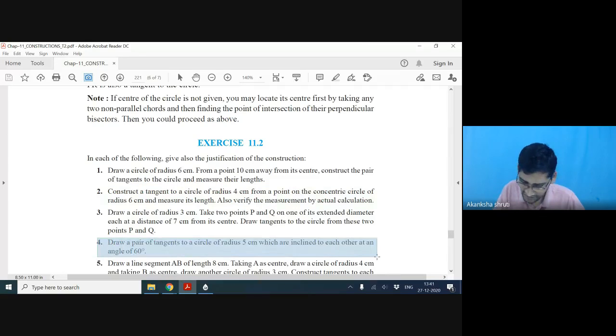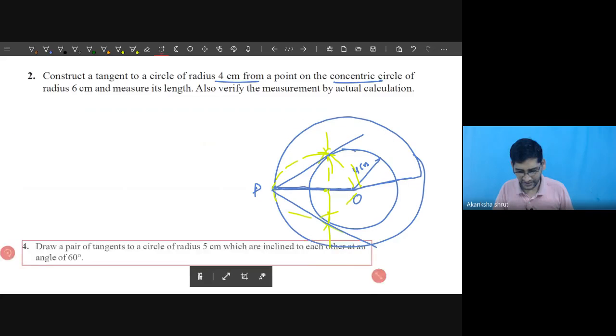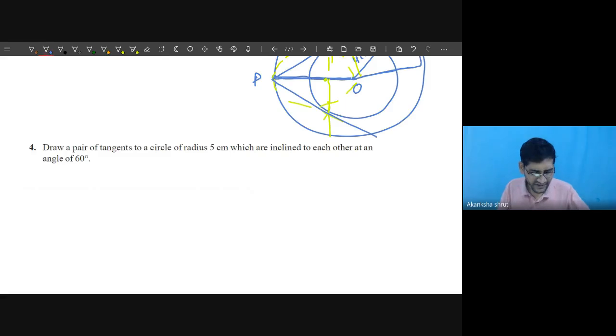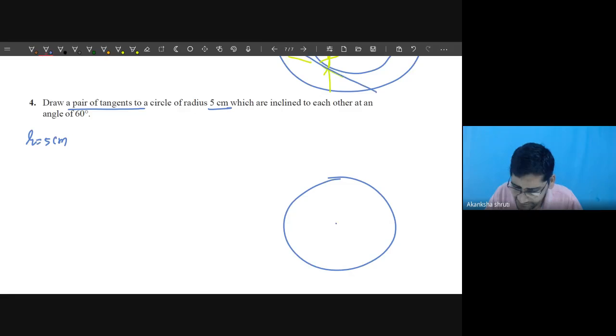Or shall I explain this? I don't think it is required, but let me explain, because some of our students are not able to understand the hints. See, students, in this case, what is given? Draw a pair of tangents to a circle of radius 5 centimeter. So radius 5 centimeter, you first draw a circle. This we have drawn. So draw a pair of tangents to this circle which are inclined to each other at 60 degree.